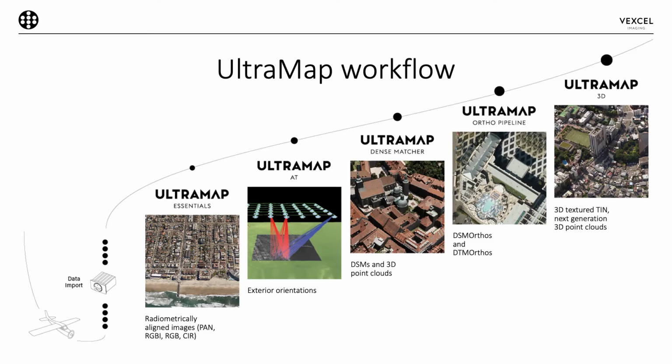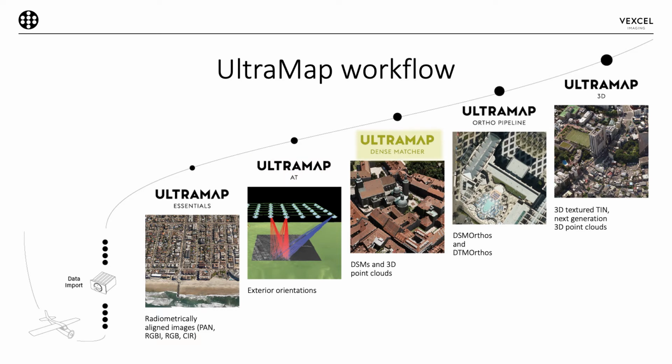The first step after the data ingest is the UltraMap Essential module. Here all the geometric and radiometric calibrations are applied, and the raw imagery is transformed into imagery based on JPEG or GeoTIFF, for example. From that step you can either go into third-party soft copy systems through standard interfaces, or you continue in the UltraMap workflow, so you can do the AT in the UltraMap workflow and also take it from there to somewhere else, or you do the next step, which would be the dense matching.